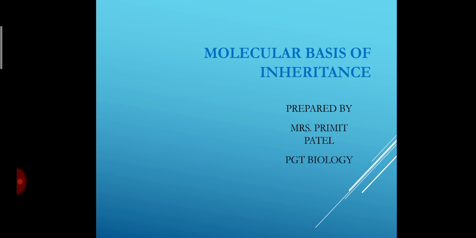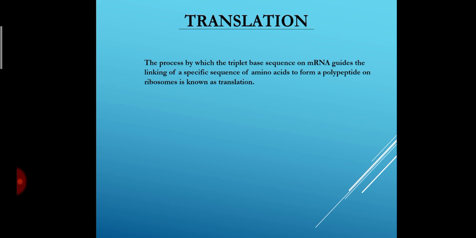We will continue with the chapter Molecular Basis of Inheritance, and in that chapter today we will start with the new topic, that is translation. The process by which the triplet base sequence, that is codon, on mRNA guides the linking of a specific sequence of amino acids to form a polypeptide on ribosomes is known as translation.